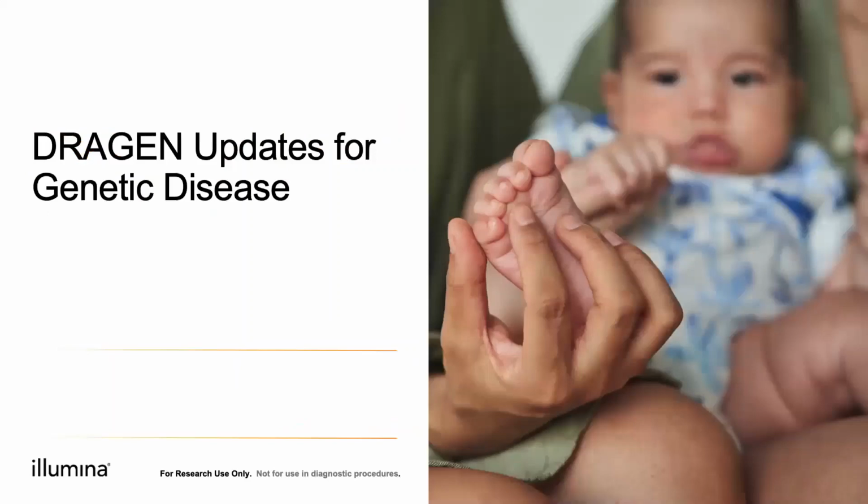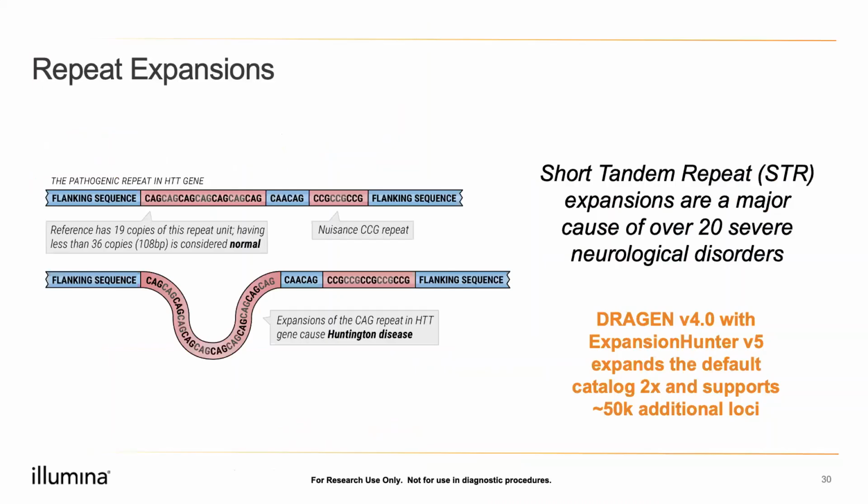All right, let's talk about DRAGEN updates for genetic disease. Here, the focus is really going to be on repeat expansions. As you know, short tandem repeat or STR expansions are a major cause of over 20 severe neurological disorders, including ALS, Friedreich's ataxia, and Huntington's disease. With DRAGEN version 4.0, we're introducing ExpansionHunter version 5 that expands the default catalog of genes detected over twofold and supports around 50,000 additional loci.